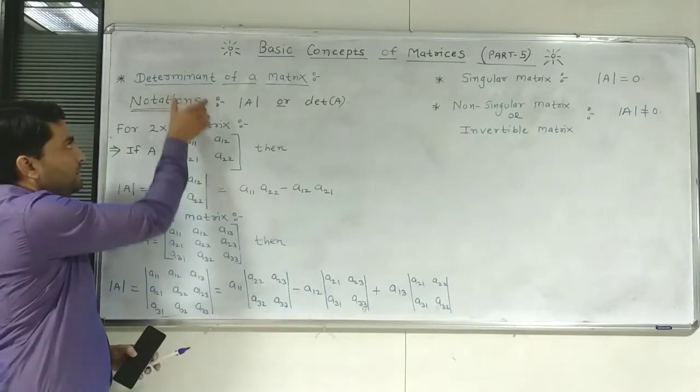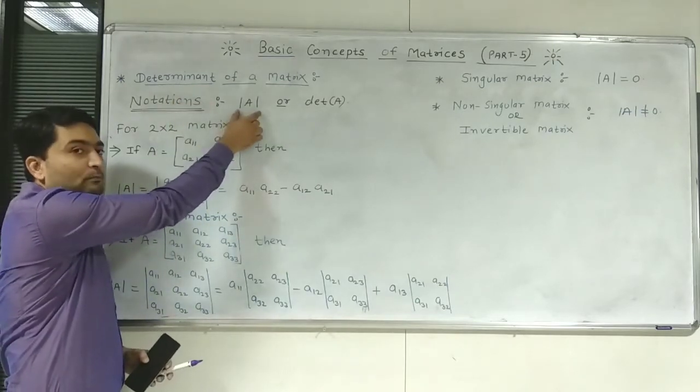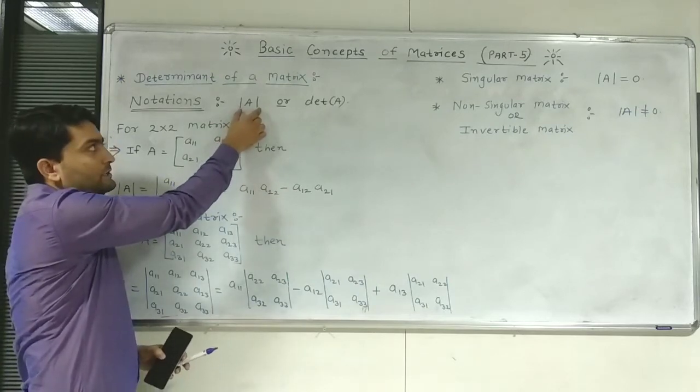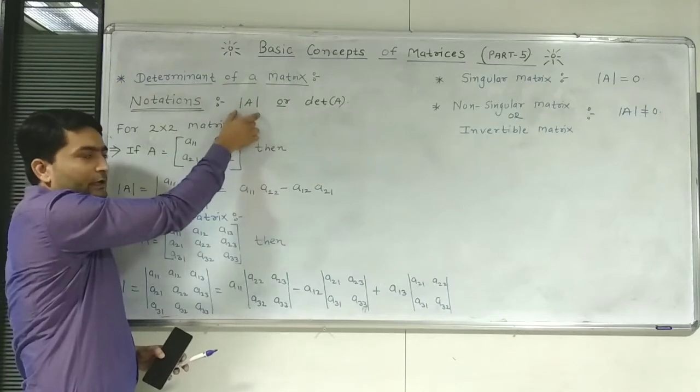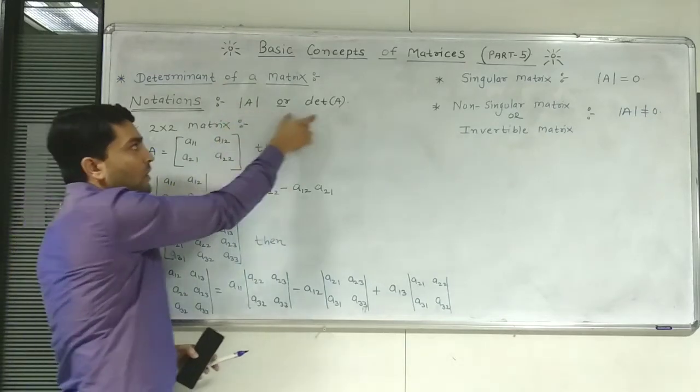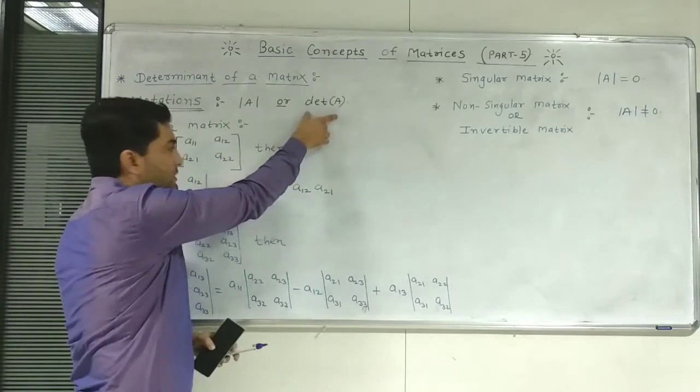So first of all, determinant का notation है, it is modulus A. Okay, so it is not a modulus, but it is the notation of a determinant. So it is denoted by mod A. Okay, or determinant A. Its second notation.